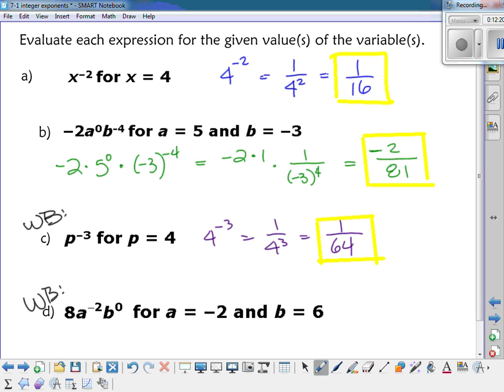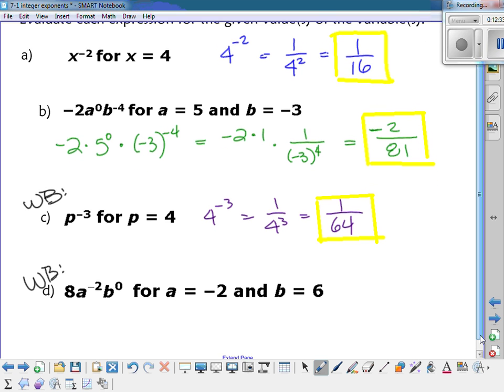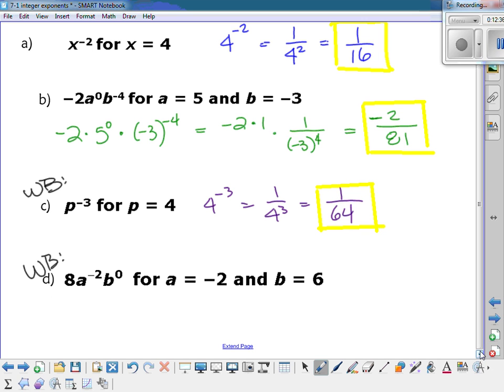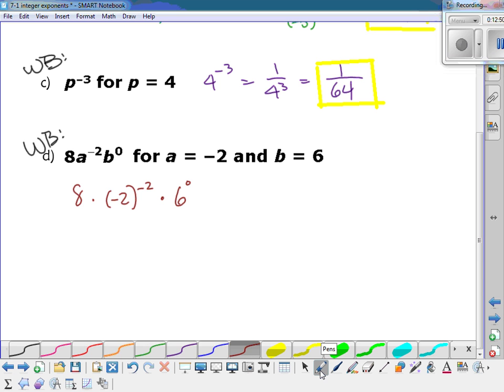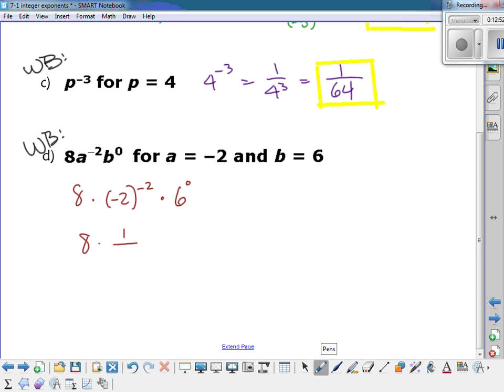8, a to the negative 2, b to the 0, where a is negative 2 and b is 6. Okay, so we have 8 times negative 2 to the negative 2 power times 6 to the 0, so that's 8 times 1 over 4 times 1. So you end up with 8 over 4, which is 2.